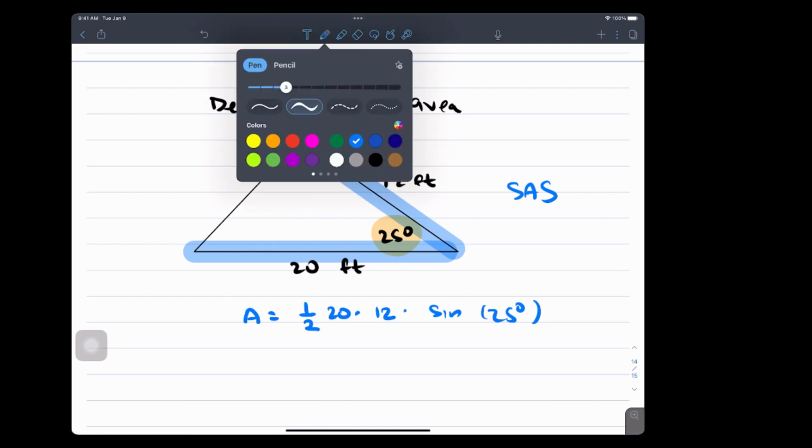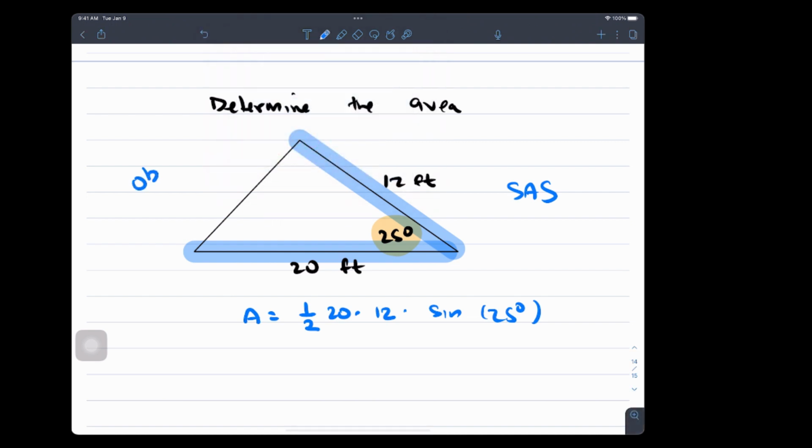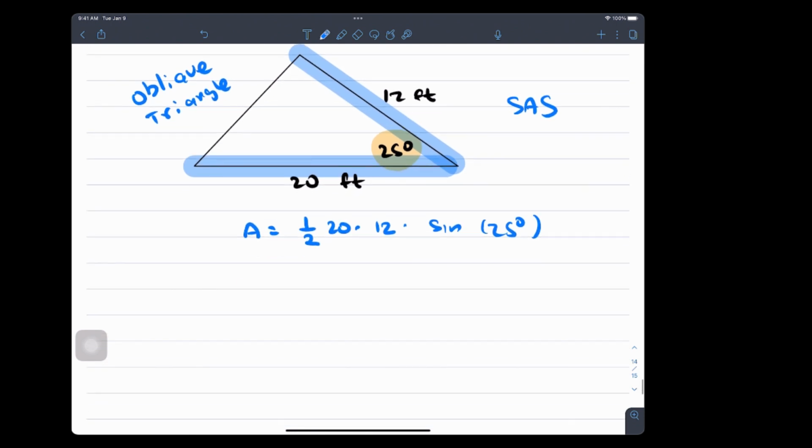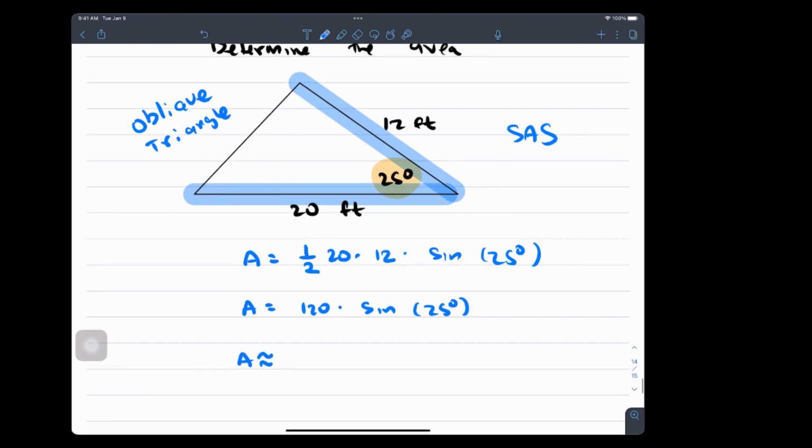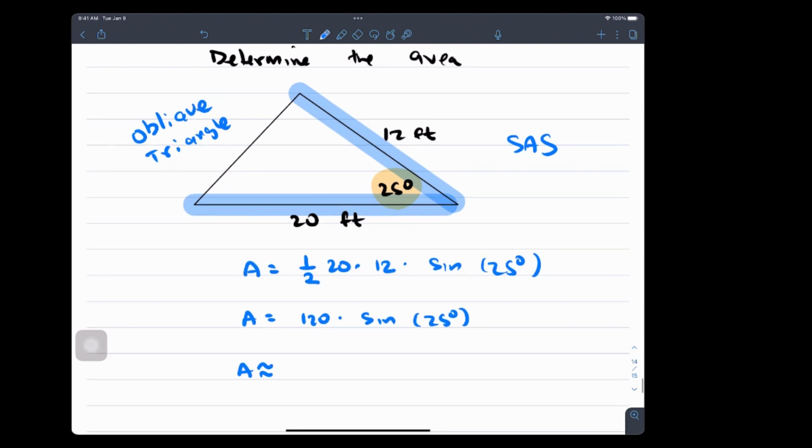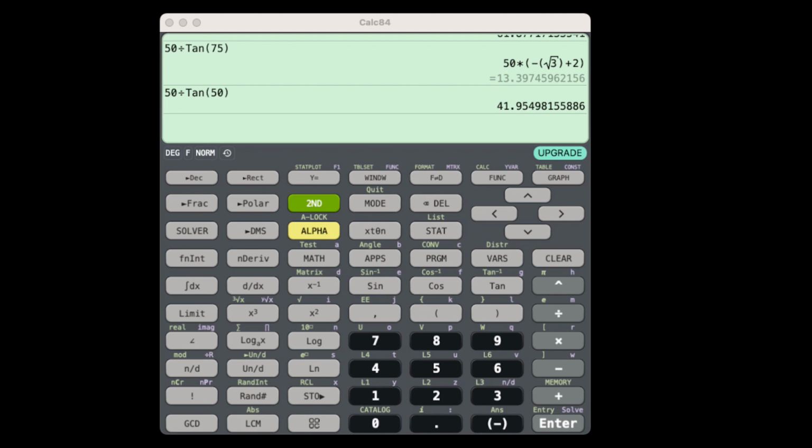And again, you want to know this is an oblique triangle, a non-right triangle. You can do a little bit of simplification here: 20 divided by 2 is 10. So is that 120 sine of 25 degrees? That's what that is. Let's find out what we get now. We've got to go to the calculator. What's going in the calculator?